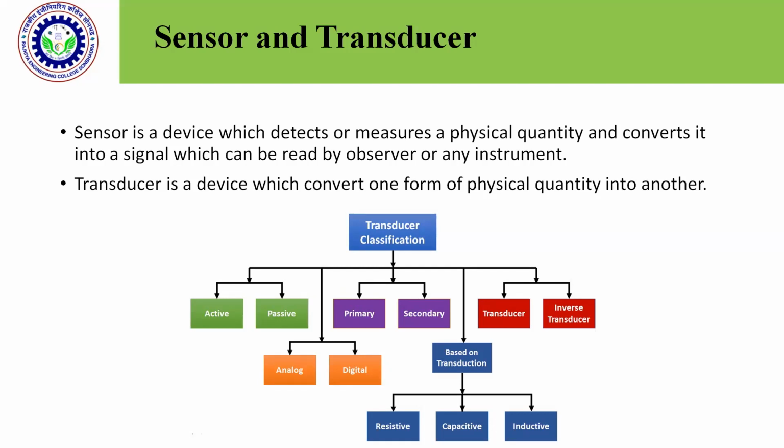So a sensor is a device which detects or measures a physical quantity and converts it into a signal that can be read by an observer or any instrument. So these are the sensors. What is the difference between sensor and transducer? A transducer is a device which converts one physical quantity into another. For example, if you have a microphone, within a microphone, what is there?